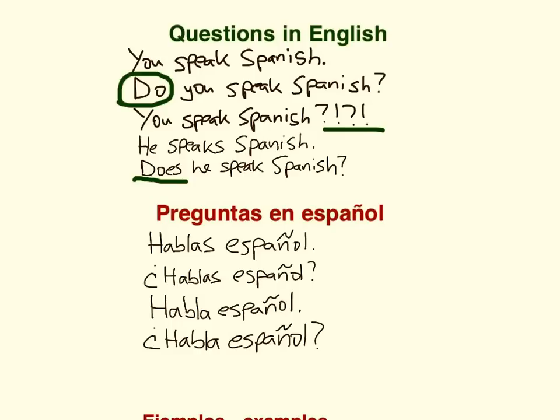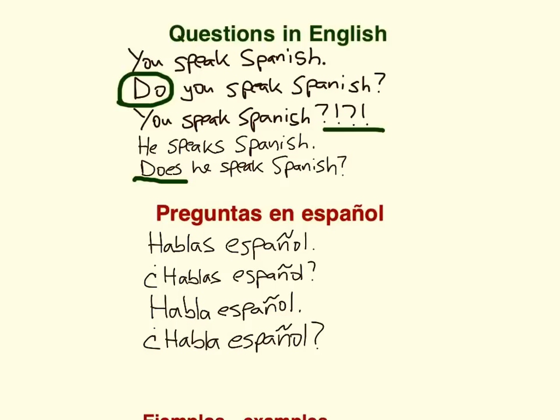Hablas español. You don't even need to put the "tú" if you don't want to, because "hablas" already means "you speak." So, hablas español means you speak. ¿Hablas español? is now a question. All you have to do is put an upside down question mark at the beginning and a regular question mark at the end, and now you have a question. There is no verb conjugation, there are no added words.